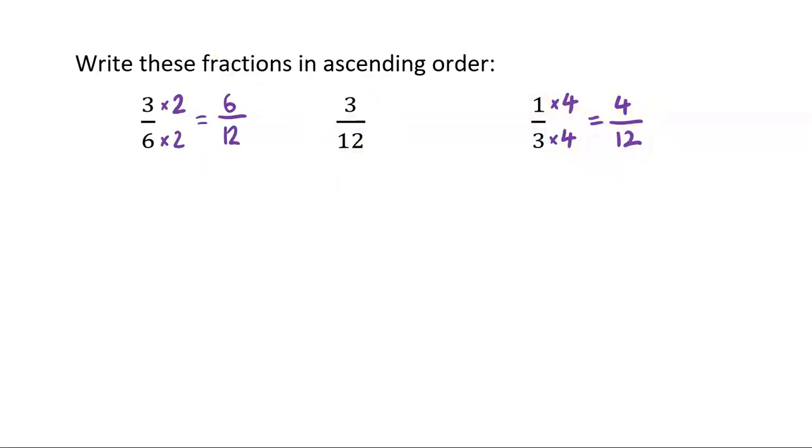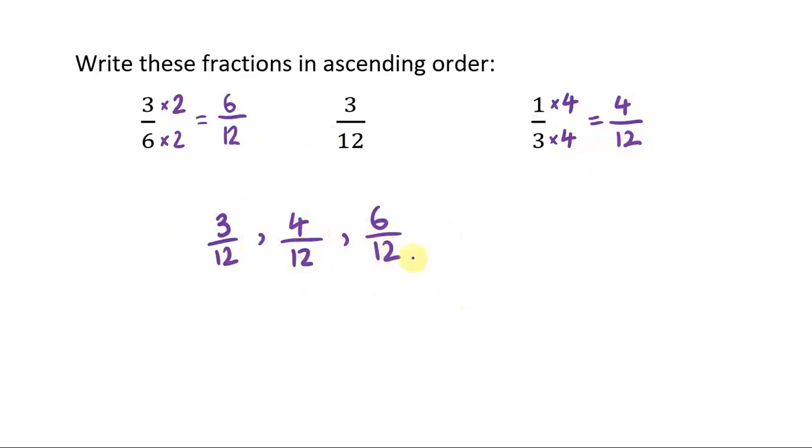Because they all have a denominator of 12, it's really easy for me to see which is the smallest, and that's 3 out of 12. Then next I have 4 out of 12 is my next smallest one. And finally, 6 out of 12 is the largest. We can separate them with commas.